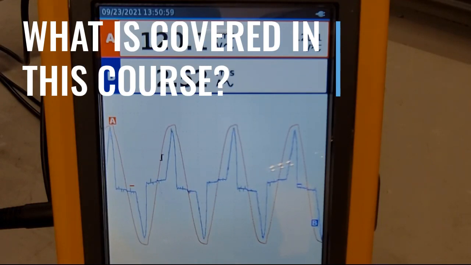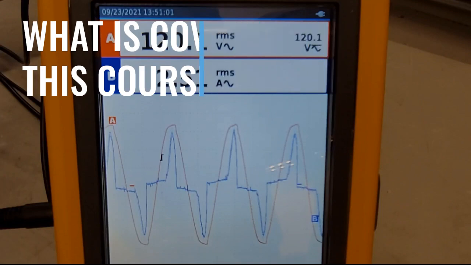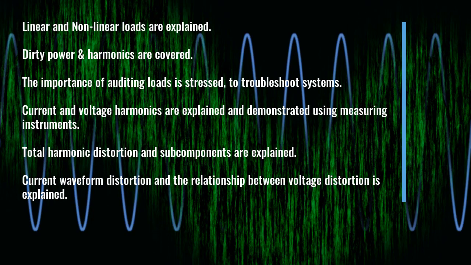What is covered in this course? Linear and nonlinear loads are explained. Dirty power and harmonics are covered. The importance of auditing loads is stressed to troubleshoot systems. Current and voltage harmonics are explained and demonstrated using measuring instruments. Total harmonic distortion and subcomponents are explained. Current waveform distortion and the relationship between voltage distortion is explained.